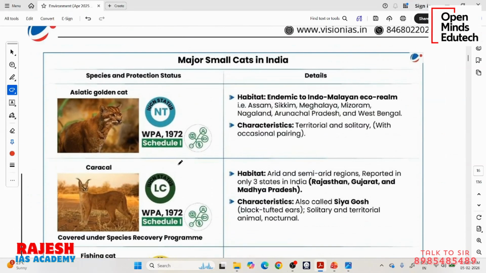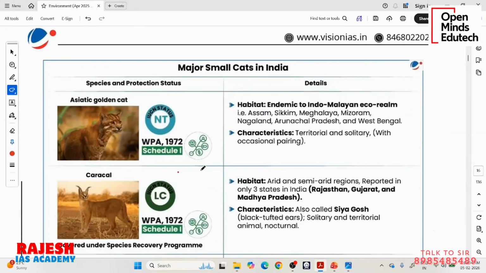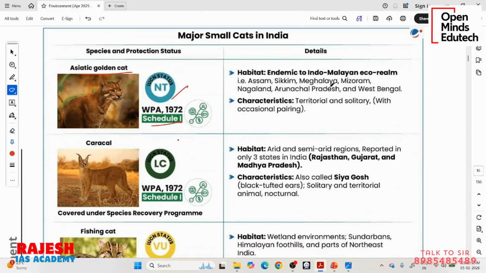Now see the important small cats in India. Now these are all 10 small cat species. Some important ones are Asian golden cat, okay, which is inserted in Schedule 1 and having Near Threatened IUCN status. And caracal, which is inserted in Schedule 1 again, okay.